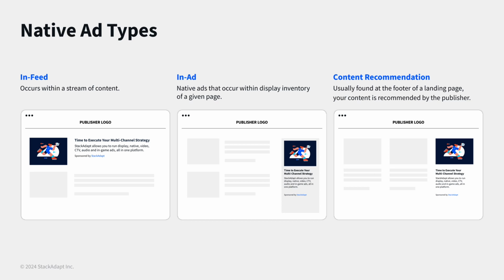match the look and feel of the publisher's feed, while prominently disclosing the native ad as either sponsored or promoted content. Then we have in-ad, native ads that occur within the display inventory of a given page. When native inventory is limited, advertisers can achieve greater reach while still using the elements that make native ads so engaging. And finally, content recommendations, which are served through content discovery widgets, typically found at the bottom of an article or a page.